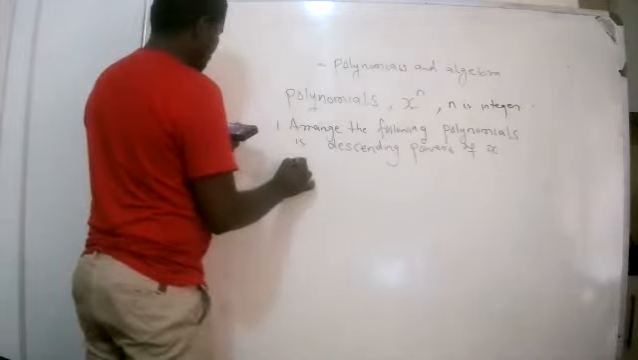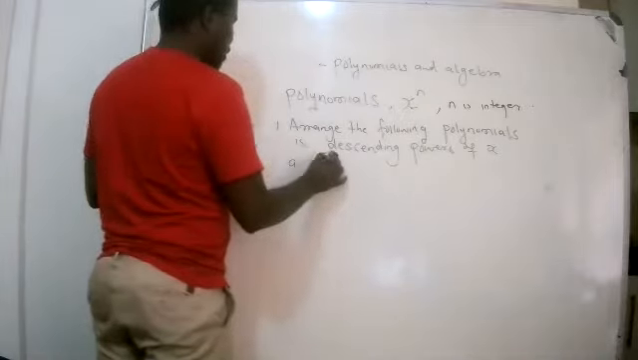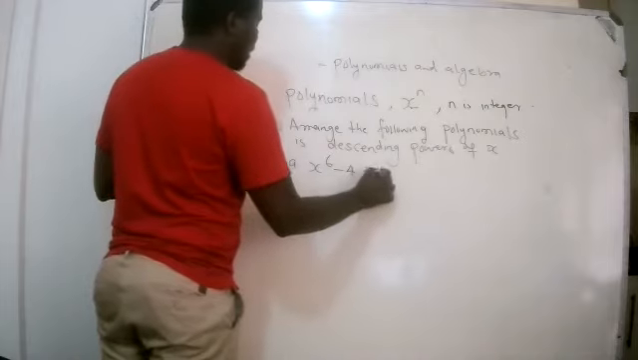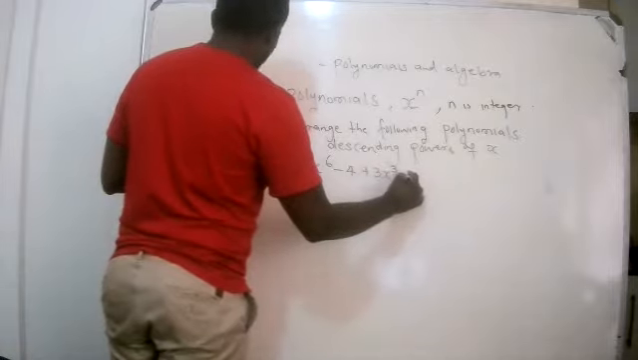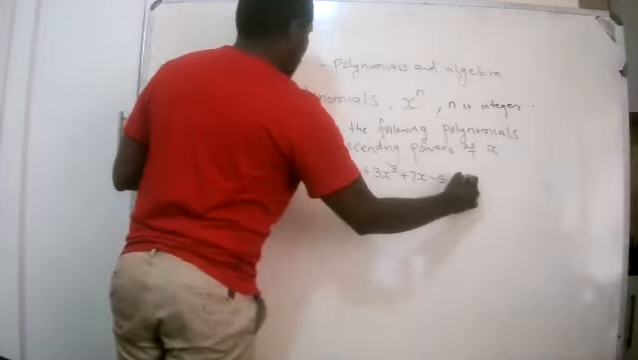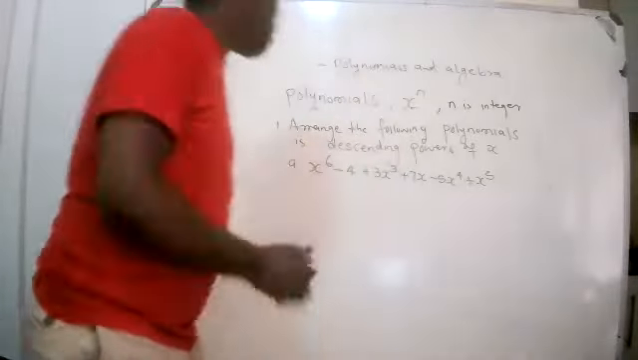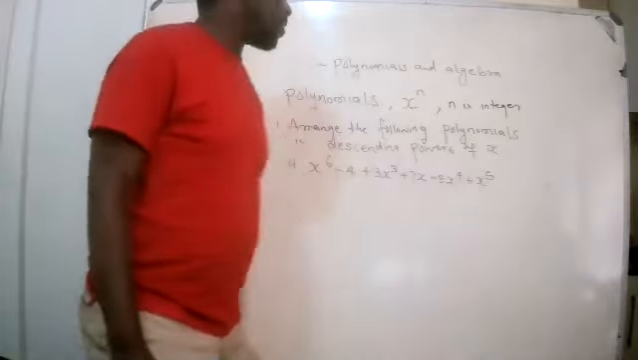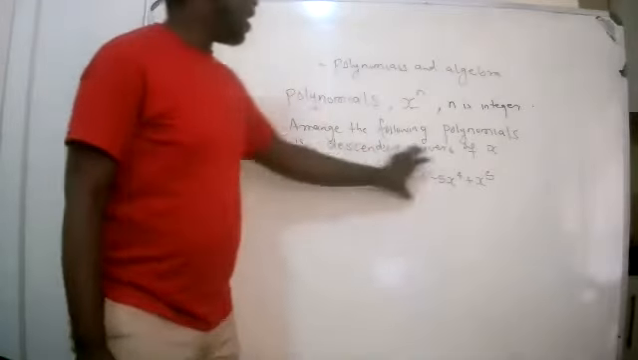Fortunately, instead of being given numbers, we are given expressions with x to the 6 minus 4 plus 3x squared, 3x cubed plus 7x minus 5x to the 4 plus x to the 5. So we're supposed to arrange this according to the descending power of x. So let's start with the highest power of x on this expression here.